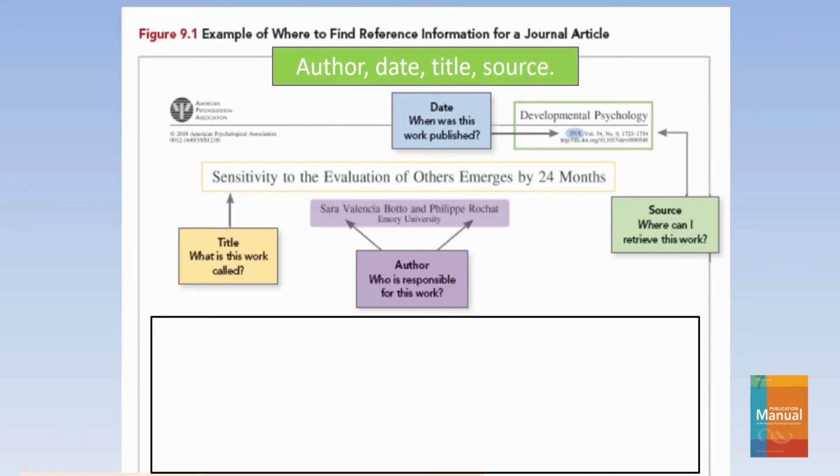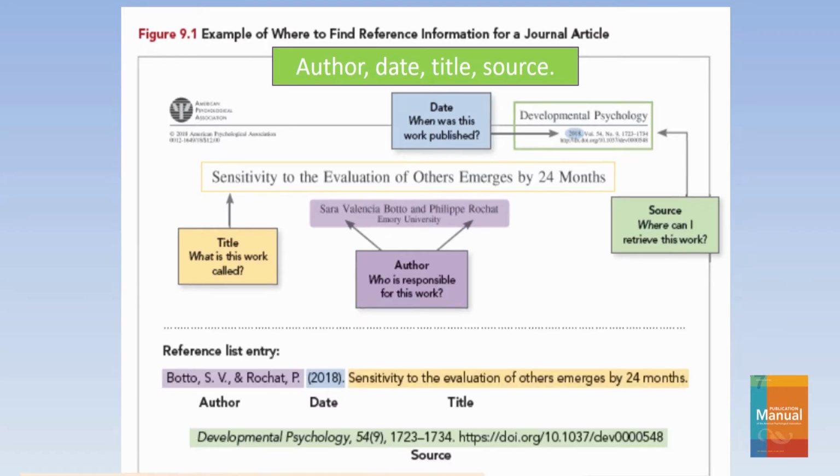Here is an example taken from page 283 of the APA manual, showing how a citation entry is built. We look at our source, in this case a journal article, and find the elements we need: author, date, title, and source. The source here is the publication information for this article, including the journal title, volume and issue numbers, page numbers, and DOI. More about DOI shortly. Taking these elements, we can create the reference list entry.